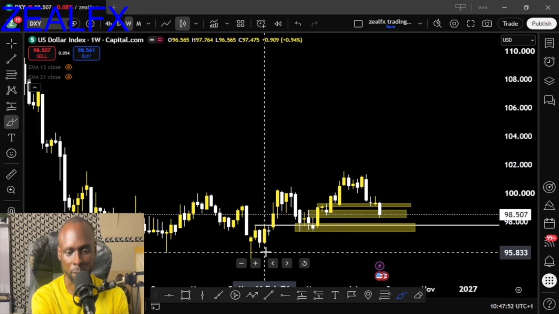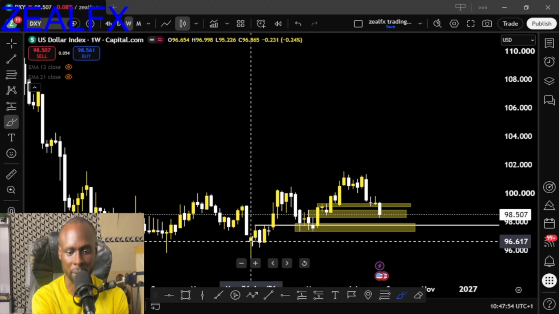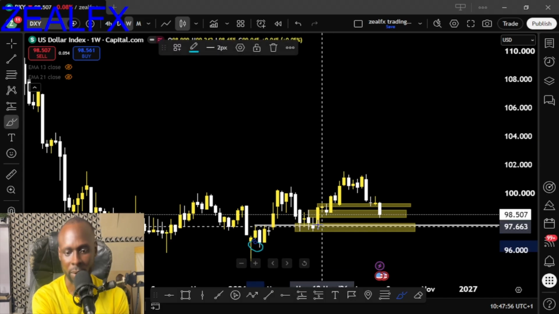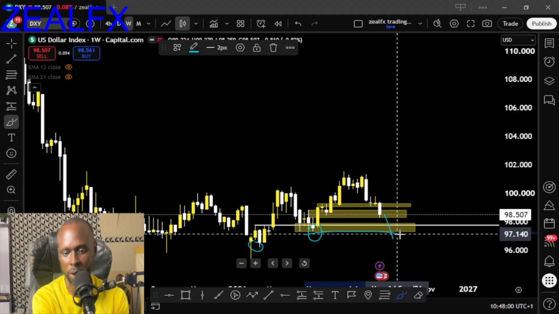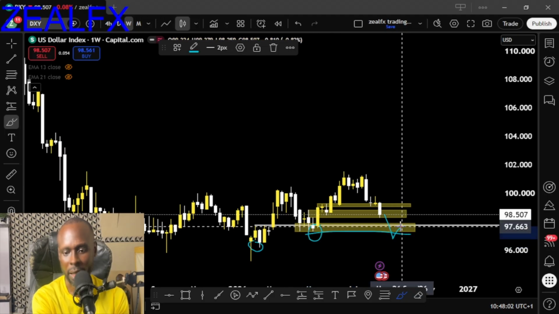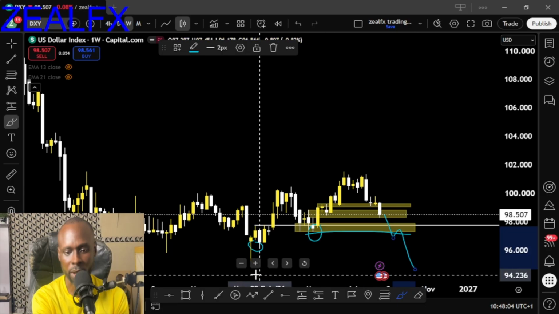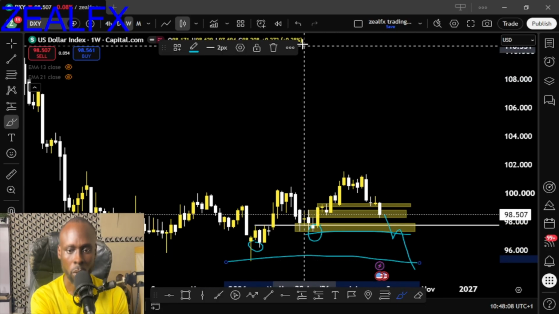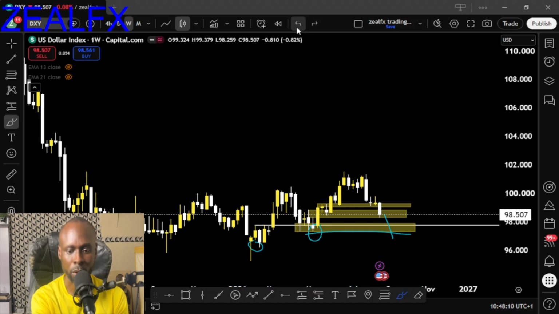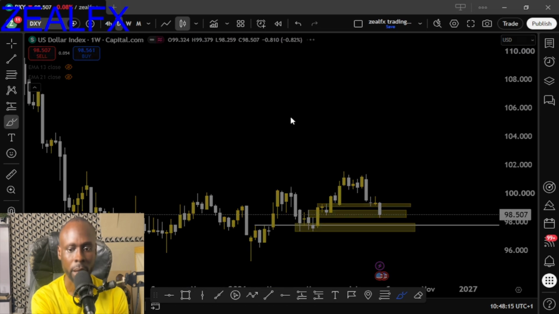You can see from the weekly structure, we have this lower low and we have this higher low. So once we see price break below this structural level on the weekly time frame, this will trigger more selling for price to this next weekly support level. So once we see a break of that structure, this will trigger the major sell we are looking for on the dollar index. So let's look at the daily time frame.